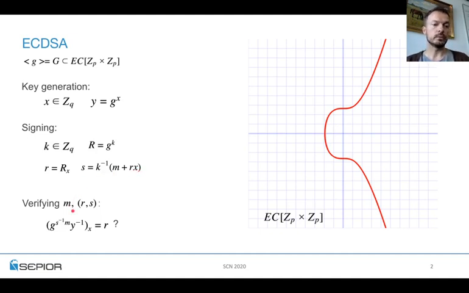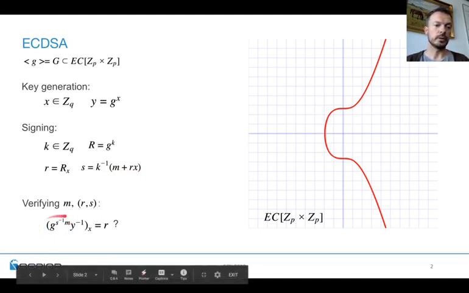When we later want to verify a message m, given a signature, we compute this expression here, which depends on s, the message and the public key, and again we project down to the x-axis and compare to the r value. So this was ECDSA.